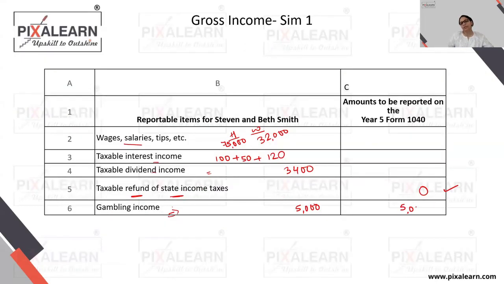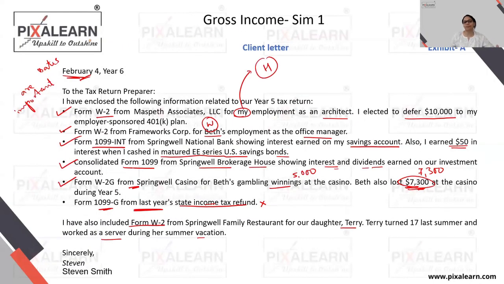I can very coolly write 5,000 here. I can very coolly write 3,400 here. I can very coolly write $270 here. But what about this? I'm still not very clear about this because they've given me one more form, a W-2. Let me see what data they gave. So there's also another form, which is a W-2 from Springwell Family Restaurant for her daughter Terry.